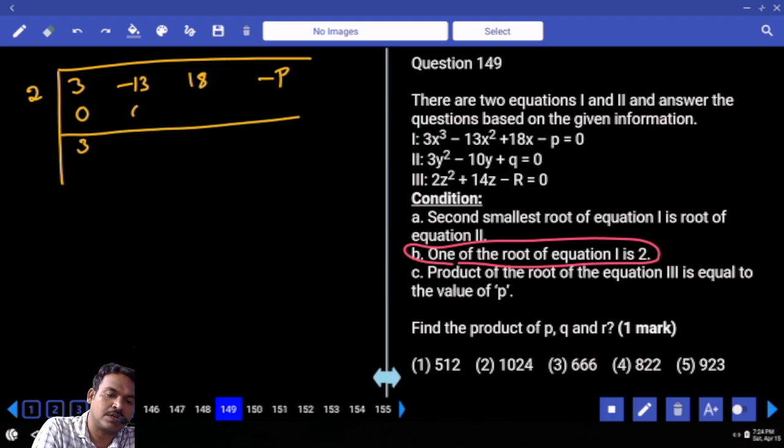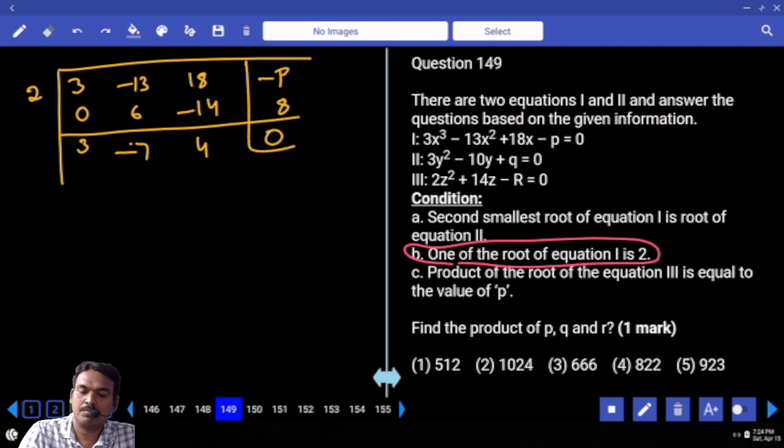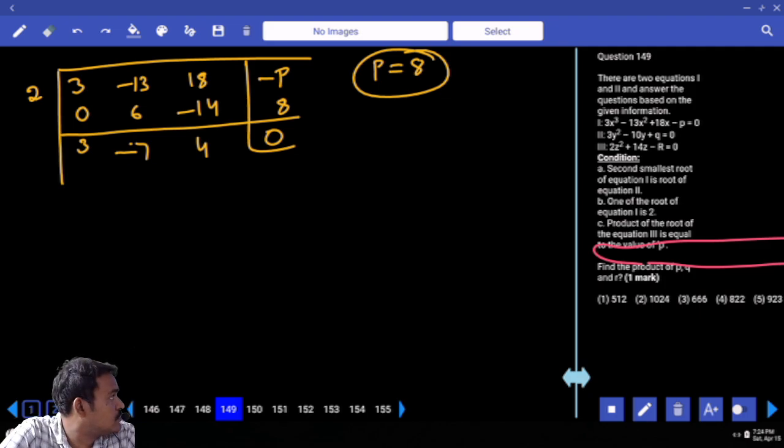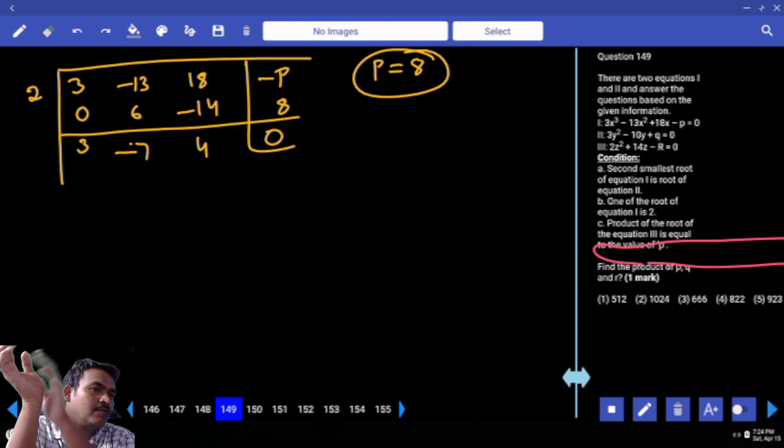3 times 2 is how much? 6. Minus 13, 6. Minus 7 or not? 7 times 2 is 14. Minus 14. 18 minus 14, 4. 4 times 2 is 8. Okay, but this term must be equal to 0. Means p value equal to how much? 8. p value must be how much? 8. Minus p plus 8 equal to 0 means p value must be 8 or 7? 8. Actually minus p means in place of p we written 8 value. Minus 8 plus 8 means it will be 0.